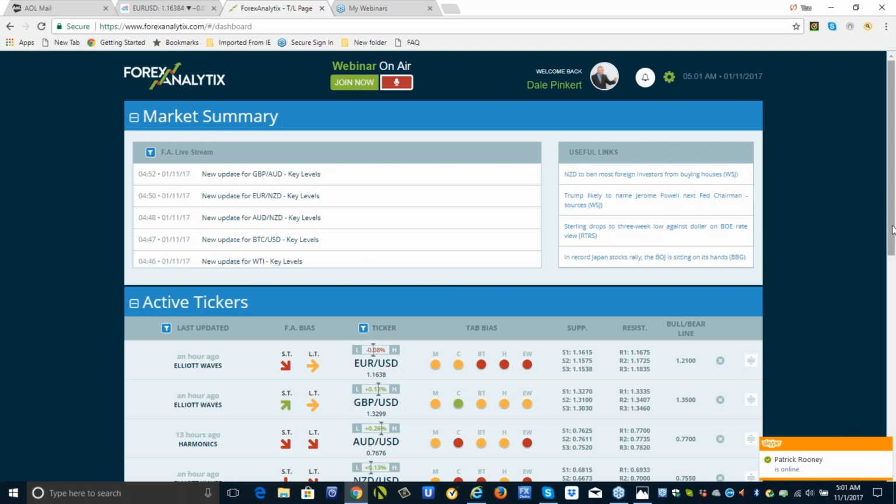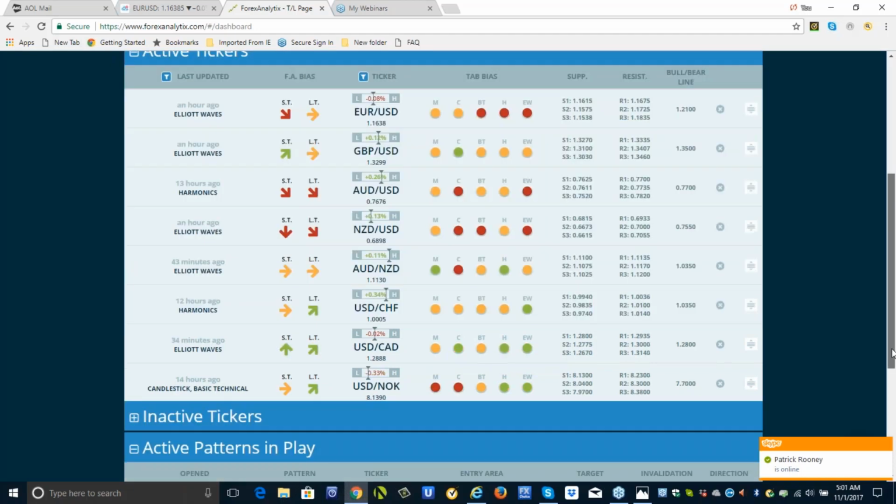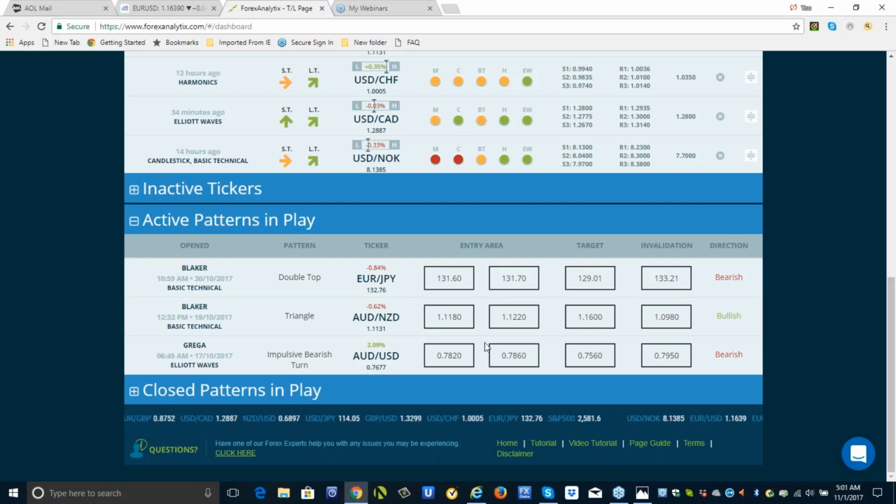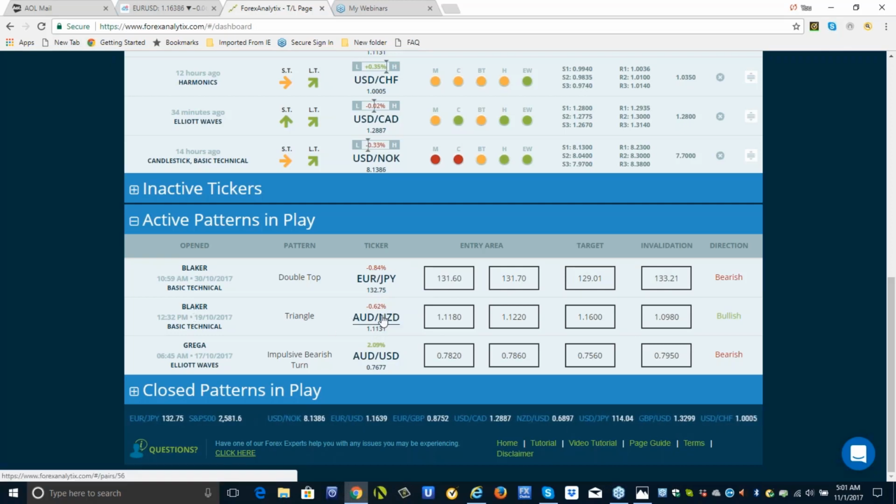So I go to the traffic light page and I take a look at the patterns in play, because although new convictions may build, these are the high conviction trades of the team. I want to see what's going on, if we're close to invalidation, where the targets are. So that's where I'll start. If I don't have any ideas on these, I'll pull up the chart, or I'll go to Blake and take a look at the triangle that he's talking about. Everyone with me? So this is the first place I go.